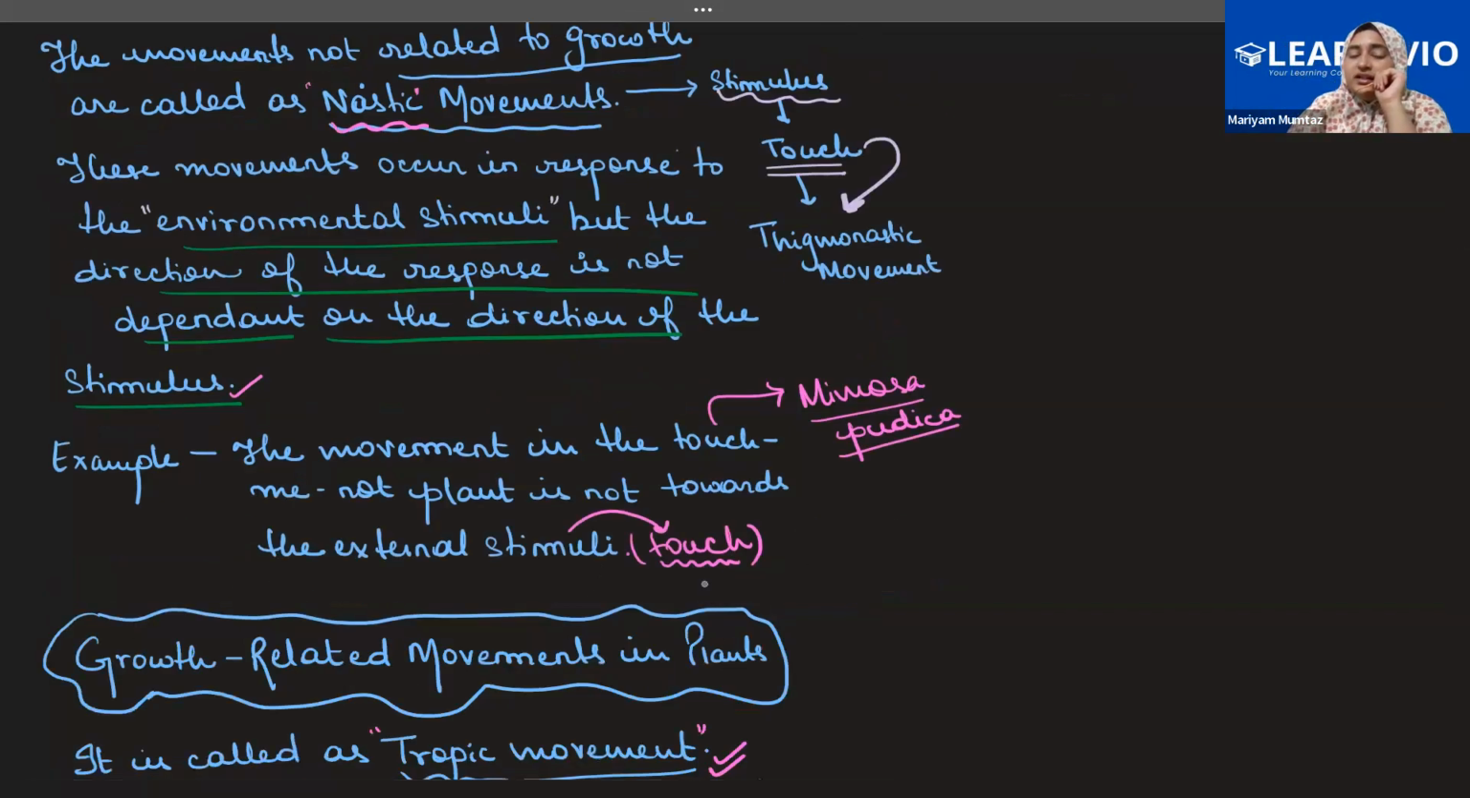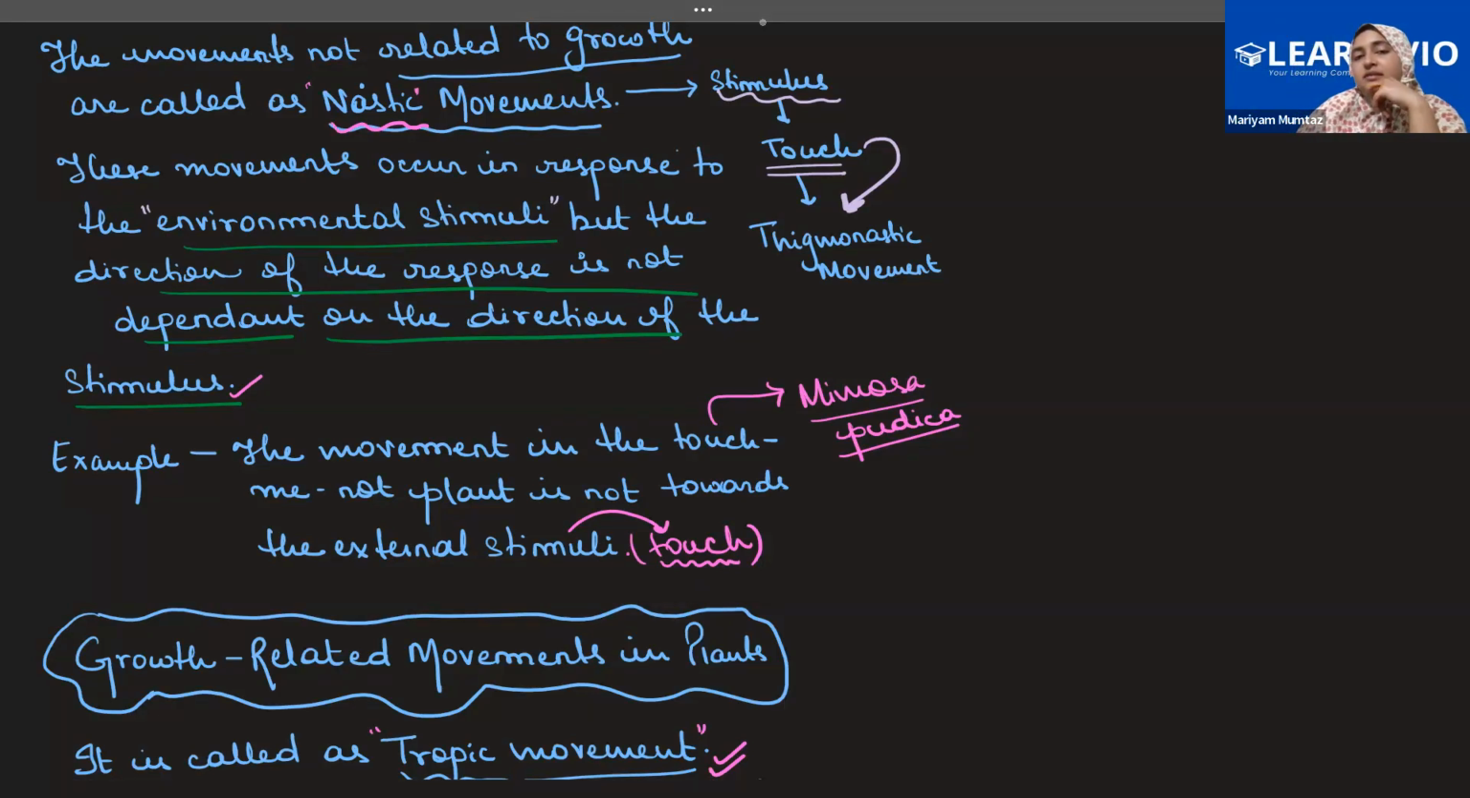The movement in touch me not plant is not towards the external stimulus. When you touch it, it does not open towards you. Rather, it closes away from you. So this kind of movement is known as nastic movement. Whenever the response is not towards the stimulus, it is away from the stimulus. The direction of the response is not dependent on the direction of the stimulus. Clear? Any doubts in nastic movement?